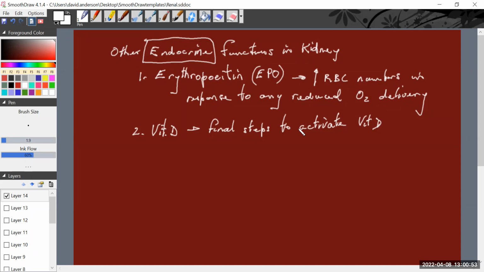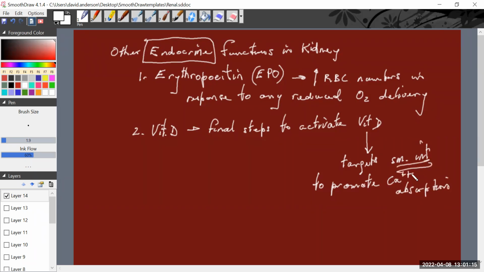So the key thing here is that we get activated vitamin D, and then vitamin D targets mostly the small intestine to promote calcium absorption. Because it's small intestine, digestive system, it's not reabsorption, it's going to be absorption. Digestive system, absorption. The tubules, reabsorption.